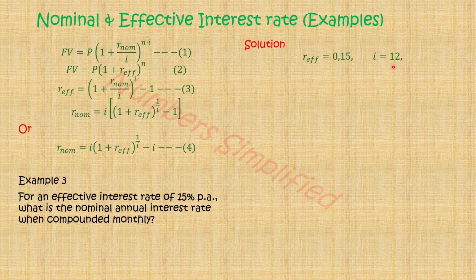So with these variables that we have, and also the variable that we're looking for, which is the nominal annual interest rate, the ideal formula to use is formula 4. So we can use either of the two from 4. Right, so we are going to use the first one. So substituting for the effective annual interest rate, or rather for the effective interest rate, we are going to have that as 0.15, and also the I is 12.